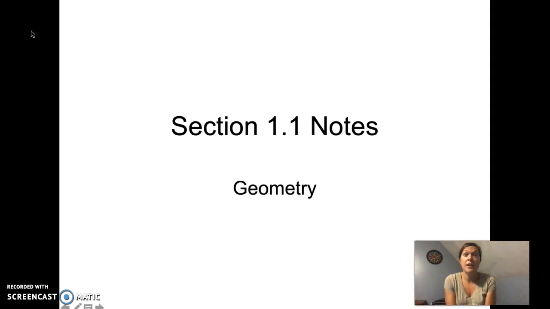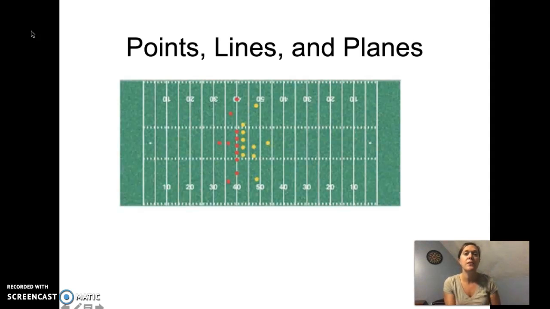We're going to start with section 1.1, which is our foundation of geometry. We're going to be talking about specific geometric figures, but the important thing is being able to correctly identify and name these geometric figures. And we have a few other new definitions to add to our vocabulary. So here, let's go ahead and get started.